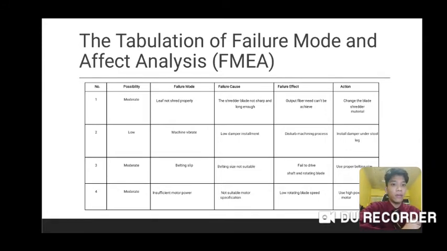And lastly, insufficient motor power. This is a type of possibility that can happen, and it will affect the rotating blade speed, which creates low rotating speed. So we need to use a high power motor.